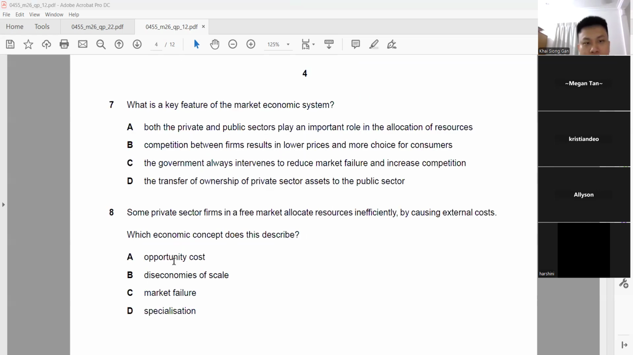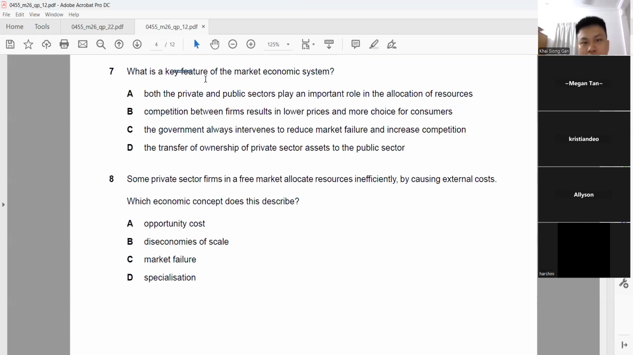Question seven. What is a key feature of a market economic system? Key feature of a market economic system, that means free market. So this one is very direct. That means in a free market, there'll be a combination of which one? Key feature. Free market. Okay, very direct. A, not free market, not mixed market.